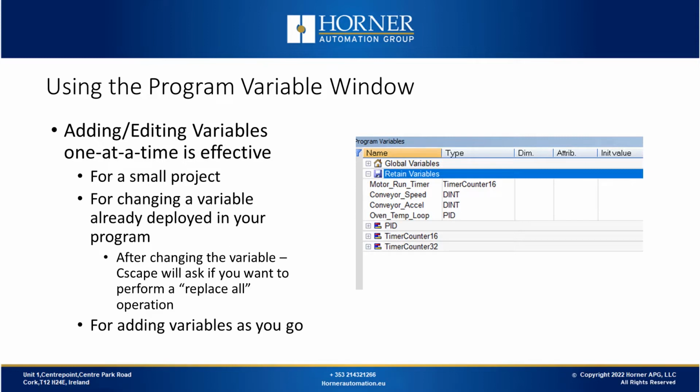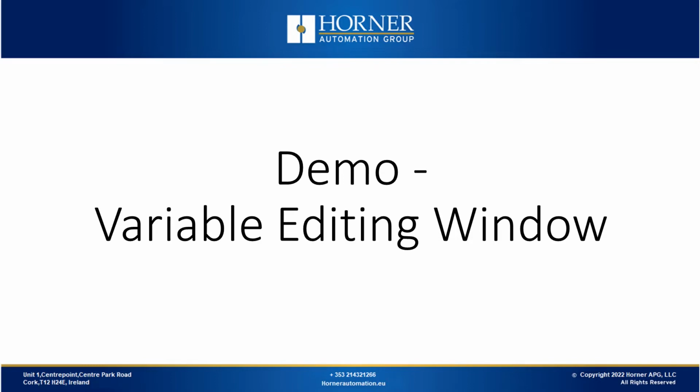For example, if you have a variable called pump motor with many contacts and coils scattered throughout your program that are tied to that variable, and you decide you want to rename that variable by changing that variable name in the program variable window, Cscape will then ask if you want to perform a replace all operation and automatically replace that variable name that you just changed throughout your program. The program variable window is also good for adding variables as you go. Next, let's begin our demonstration using the program variable editing window.